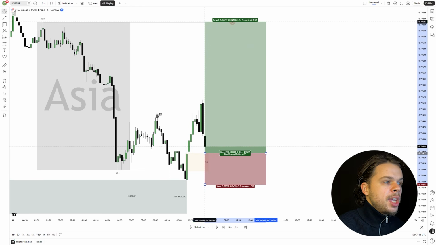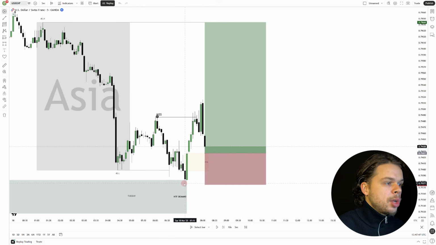So my entry will be at the open of the fair value gap, and my target would be at Asia range highs, with my stops just below the invalidation swing, which is the 5-minute swing low, as it caused the 5-minute market structure shift, which means this 5-minute low is a strong low.